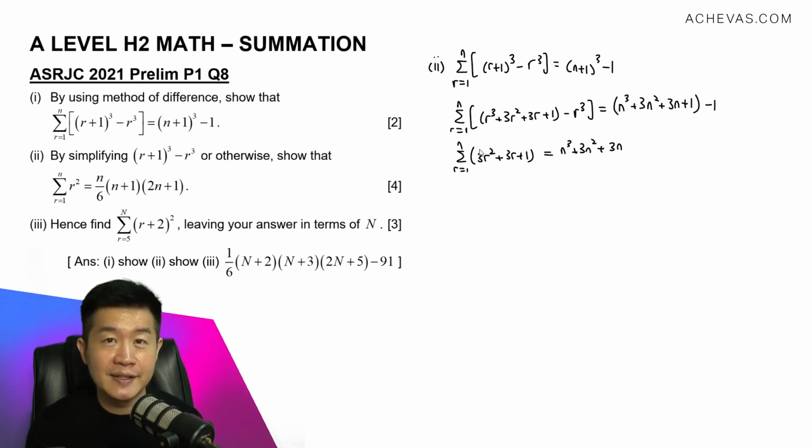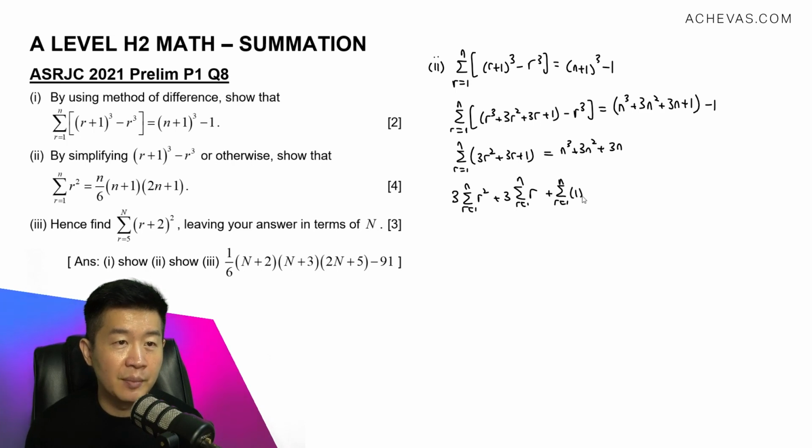So now I'm going to break up this summation into different parts. If I were to break it up into its parts, it is going to be 3 times the summation from r is equal to 1 to n of r squared. That will be from this, plus 3 times the summation from r is equal to 1 to n of r. That is going to be for this. And the summation from r is equal to 1 to n of the number 1, a constant. This is n to the power of 3 plus 3n squared plus 3n. As for this, this is actually the summation that we are supposed to show. So I'm going to leave it as it is.